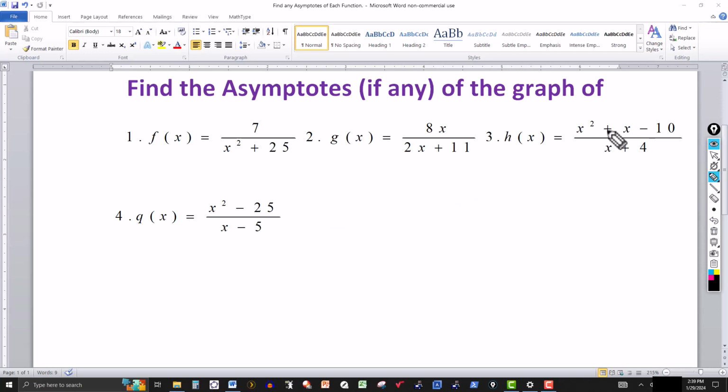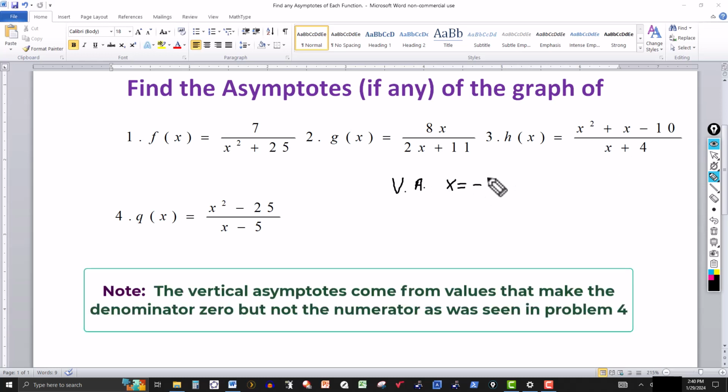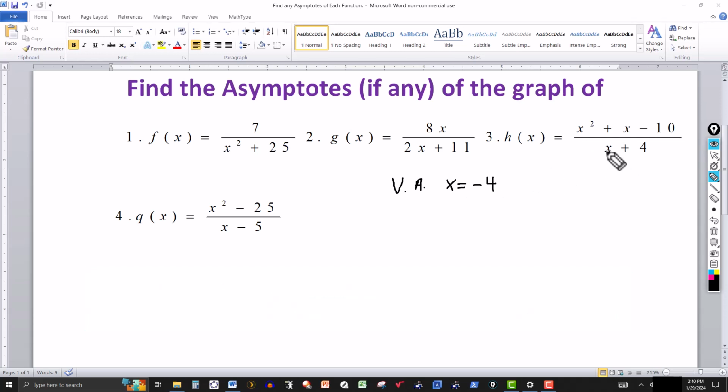So now let's get to this one over here. Let's do the vertical asymptote first. The denominator x plus 4 is 0 when x is negative 4. So again, if you have a rational function in simplified form, you can have one or more values that make the denominator 0. In this case, we have 1. x equal to negative 4 makes the denominator 0.